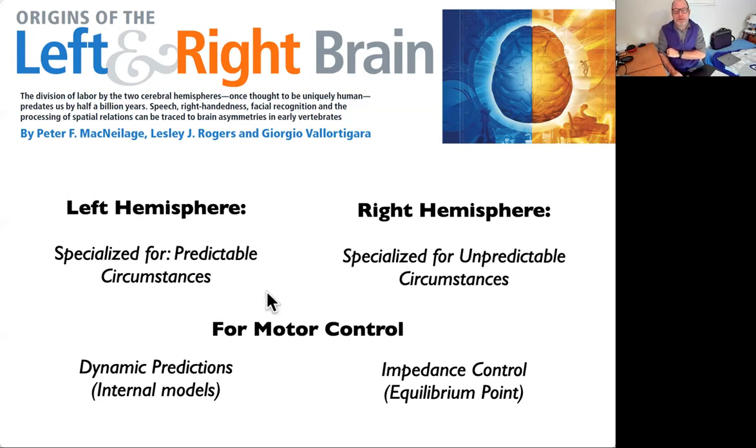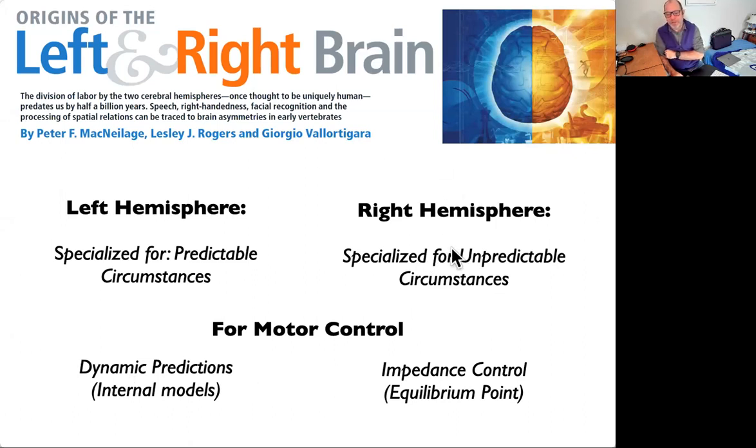So this brings us back to the idea that the left hemisphere is specialized for predictable circumstances and for motor control. We think this is really dealing with dynamic predictions. To get a dynamic prediction, you need something called an internal model. My view is that it's contained in something like a deep neural network, and you're not going to find something that explicitly represents inertia and dynamic interactions, but it results in the same thing: the ability to predict dynamic aspects of movement.